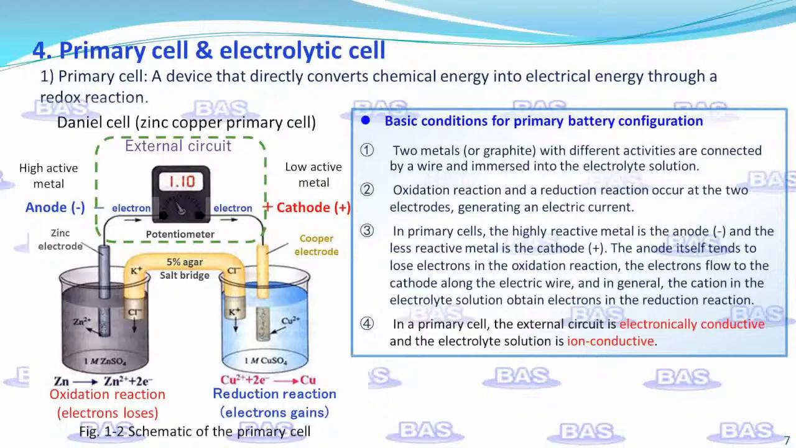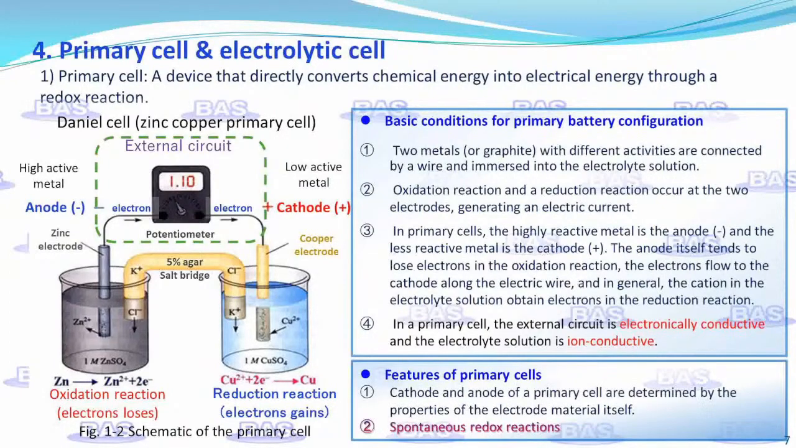at the two electrodes. In a primary cell, the highly reactive metal is the anode, and the less reactive metal is the cathode. The anode itself easily loses electrons in the oxidation reaction, and the electrons flow along the wire to the cathode, where they are accepted. In general, the cations in the electrolyte solution will gain electrons in a reduction reaction. In a primary battery, the external circuit is electrically conductive, and the electrolyte solution is ion conductive.